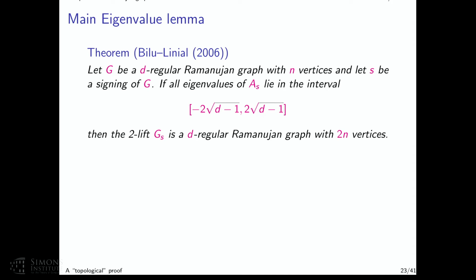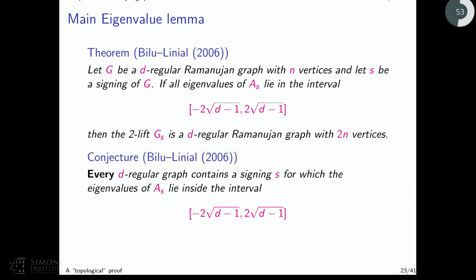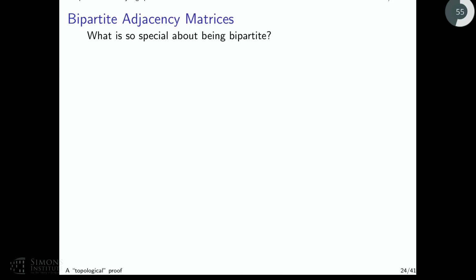So this is essentially what Will said: the eigenvalues of this new graph are going to be a union of the eigenvalues of the old graph with the eigenvalues of some modified adjacency matrix. In our case, it's a signed adjacency matrix; in his case, it was his block adjacency matrix. If you start with something that had good eigenvalues to begin with, and this new thing has good eigenvalues, then the whole thing has good eigenvalues. They conjectured that every D-regular graph contains such a signing, and we can prove this conjecture for every bipartite graph G.